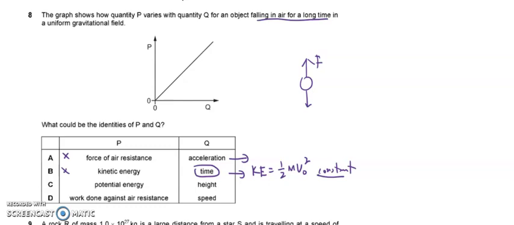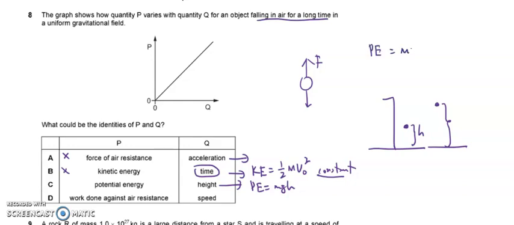Potential energy for C is mgh, where h is the height. So we can see that as an object increases in height, the potential energy will also increase. And this is a direct proportional. PE is mgh, so PE is proportional to h. So when the h decreases, the potential energy also decreases. Right? We can continue to look at D.